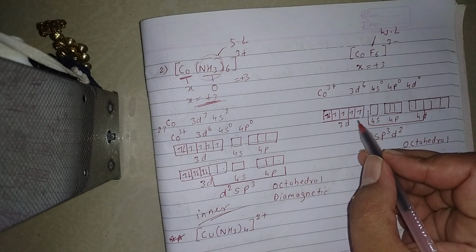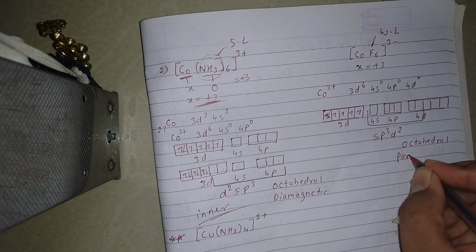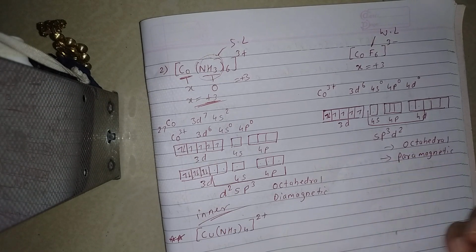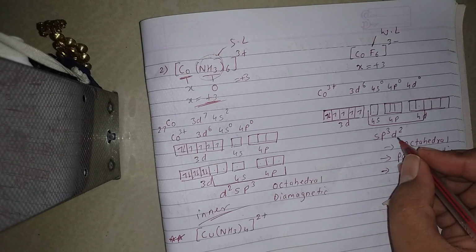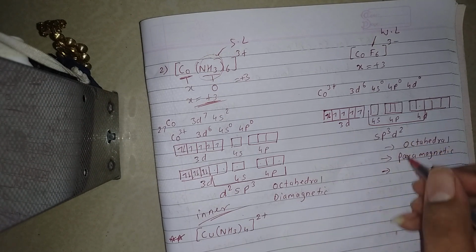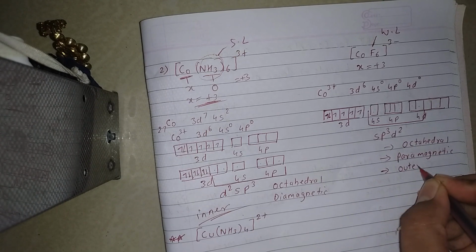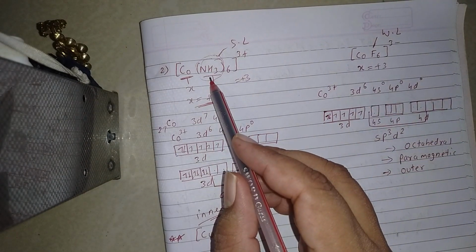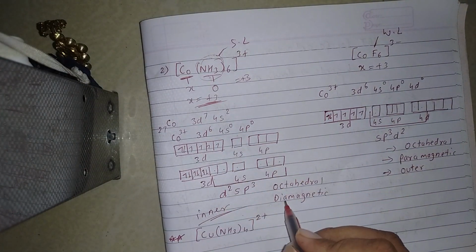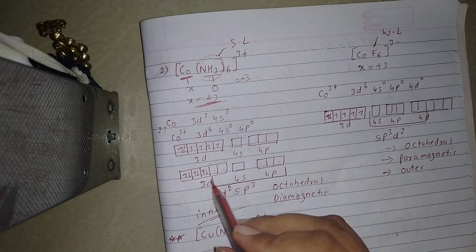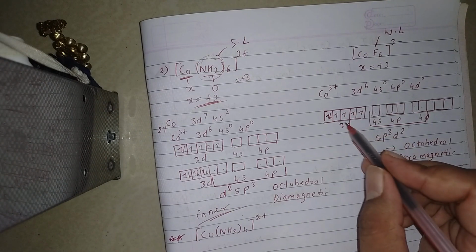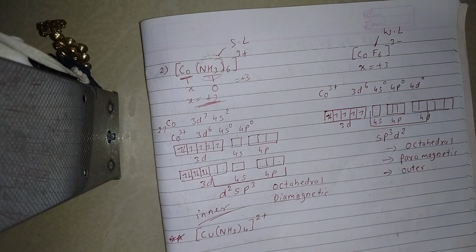But since there are unpaired electrons, it shows paramagnetic behavior. And the last thing is that the d of the outermost shell is participating, so it is an outer complex. See the difference. When the strong field ligand is approaching, it is diamagnetic, that means low spin, and here a high spin complex is formed when the weak field ligand approaches.